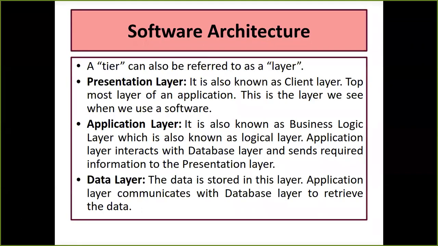Now, whenever you talk about the term tier, it is also referred to as layer. I told you that. And a layer can be divided into three parts. If I talk about the enterprise application architecture, say for example, I have a four layer architecture. What do you mean by that layer? What is consisting in that layer? A layer is going to be divided into three parts: a presentation layer, an application layer, and a data layer. Now, what is the purpose of these three layers?